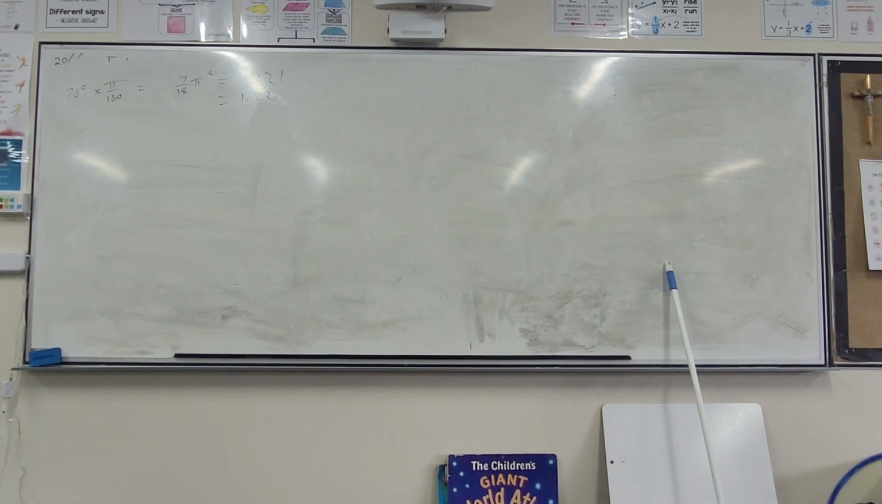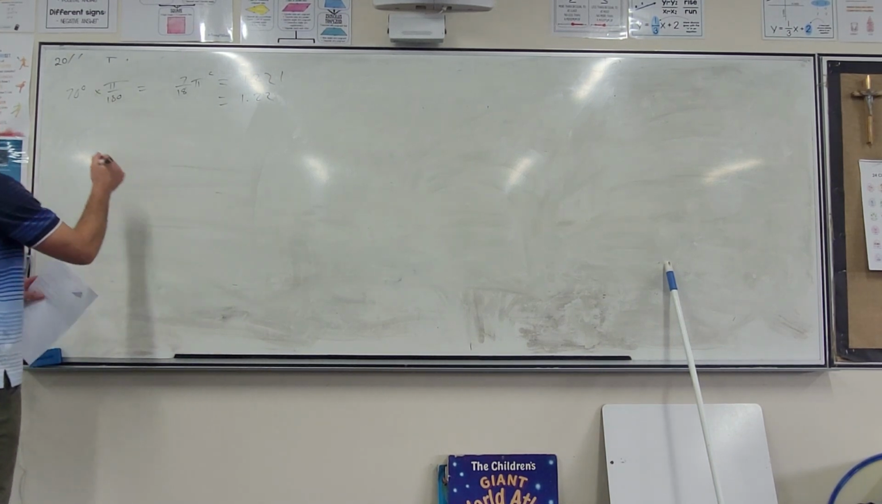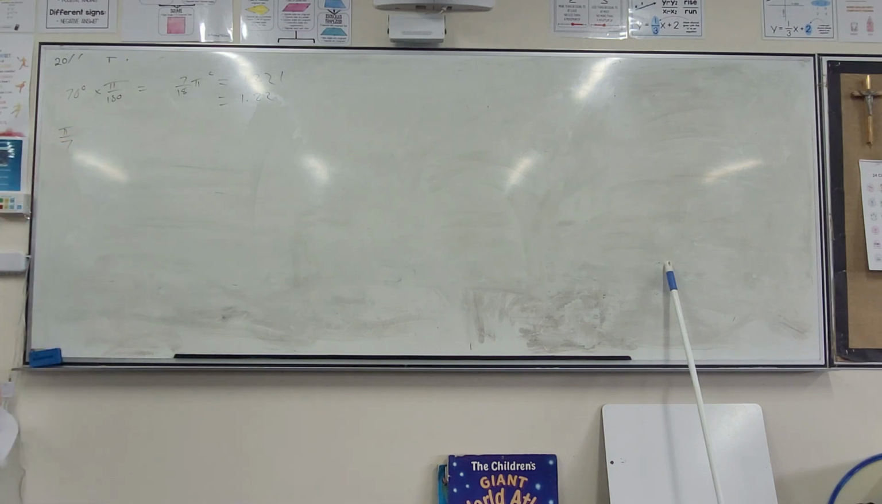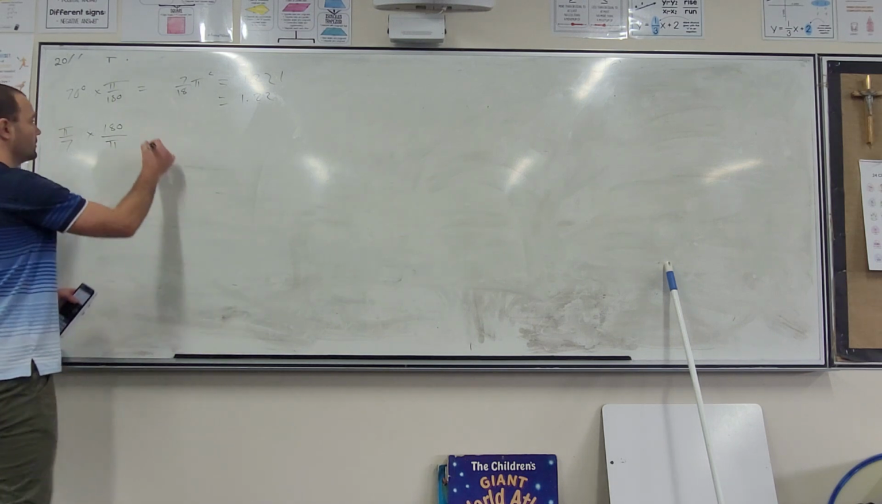On to B, it says convert pi on 7 into degrees. Anytime there's pi involved in an angle, that means it's in radians. We've observed that. So if we're going from radians to degrees, we're multiplying by 180 on pi. Again, just chuck it straight in your calculator, and it'll spit it out in simplest form as a fraction. So we have pi on 7 times 180 on pi, and we've got 25.71 degrees.